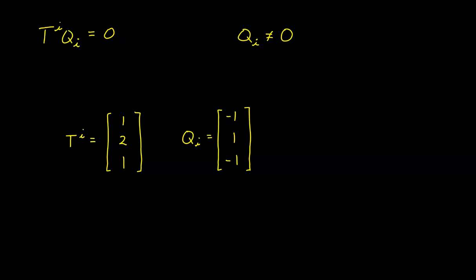However, there is a condition that will allow us to cancel Qi. We can conclude that Ti is equal to 0 provided we know that Qi is arbitrary.